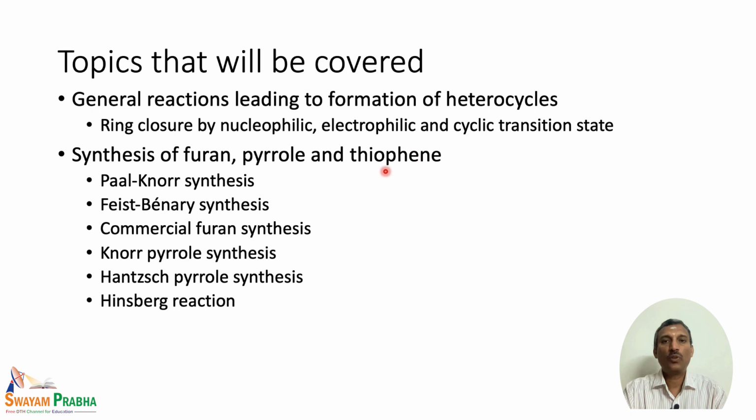Then we will study the key and important reactions that provide the driving force for many of these cyclizations, and we will also study the various reactions of furan, pyrrole and thiophene synthesis. Some of the name reactions include Paal-Knorr synthesis, Feist-Benary synthesis, commercial furan synthesis, Knorr pyrrole synthesis, Hantzsch pyrrole synthesis and Hinsberg reaction. The Hinsberg reaction is mainly used for the synthesis of thiophenes.